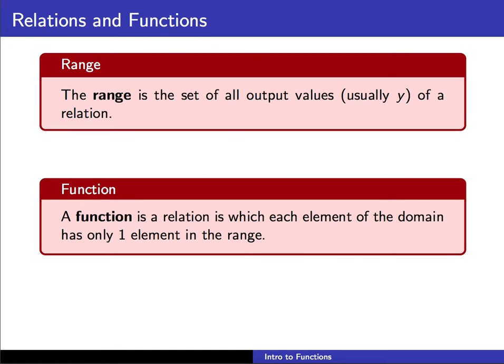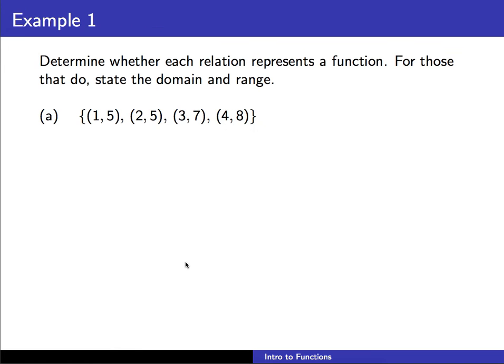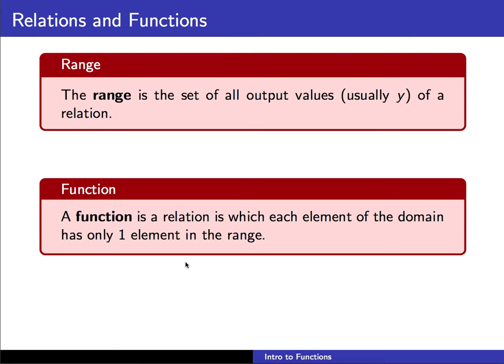And a function is a relation in which each element of the domain has only one element in the range. In other words, it's a bunch of ordered pairs in which each element of the domain, each x value, gets only one y value. And before we get to example one, you can think of a function as a machine.